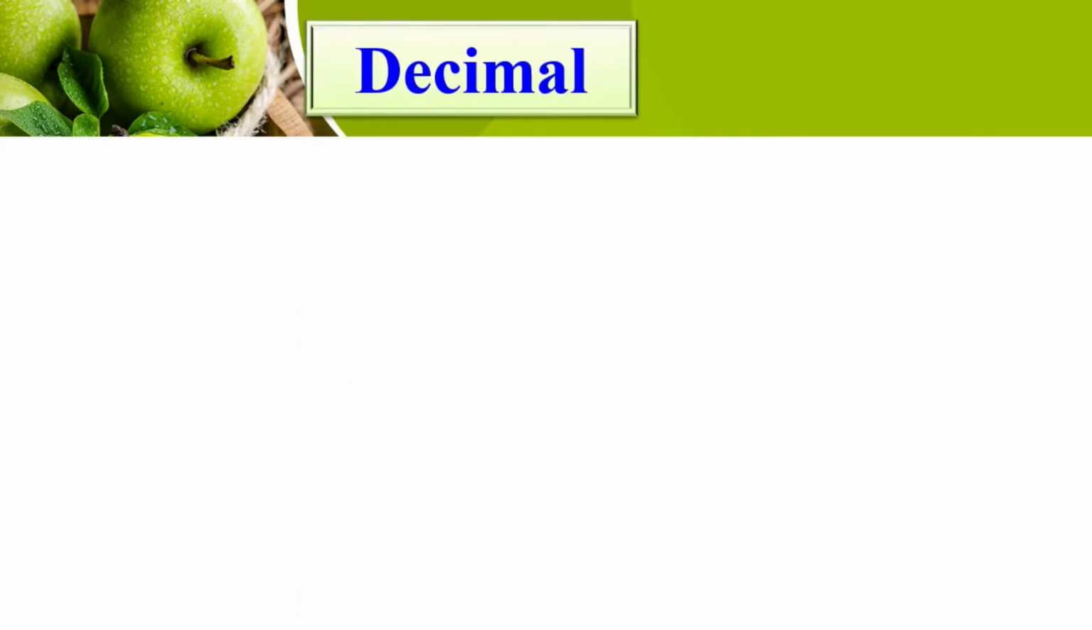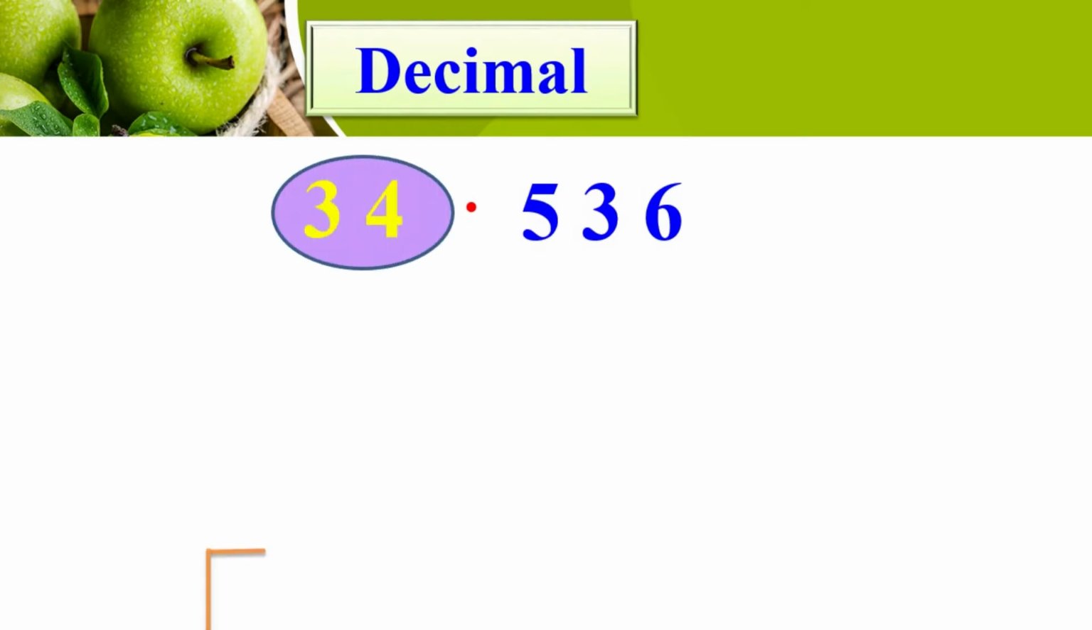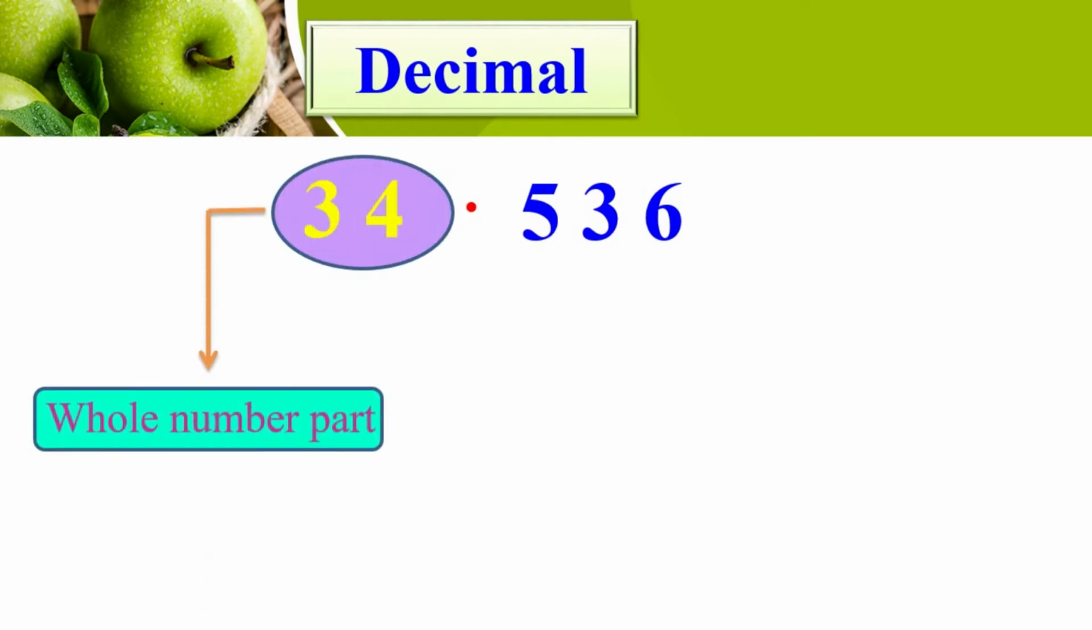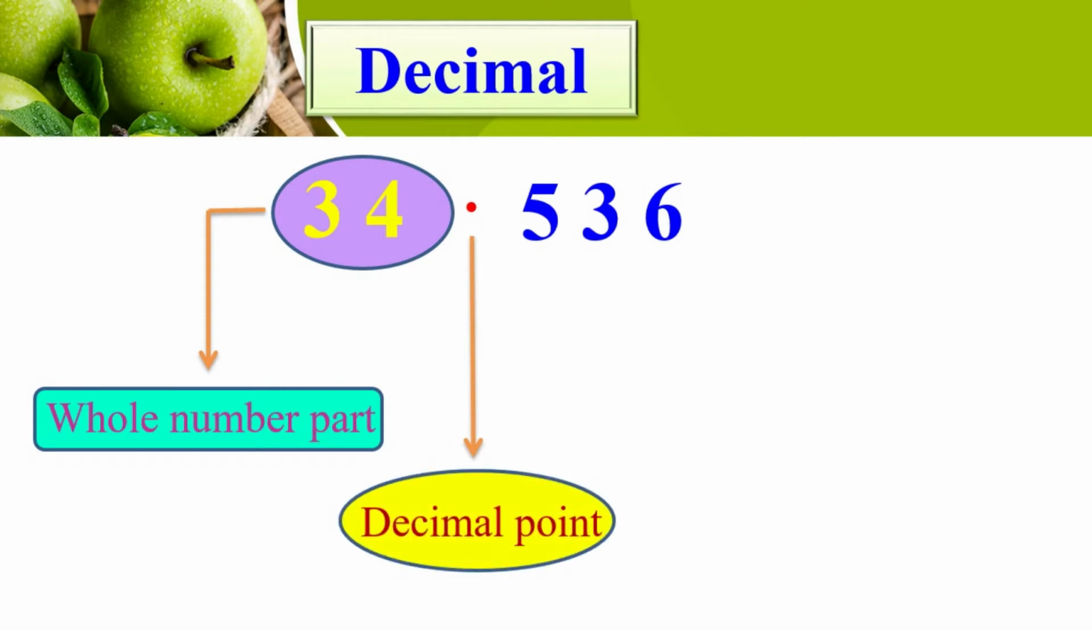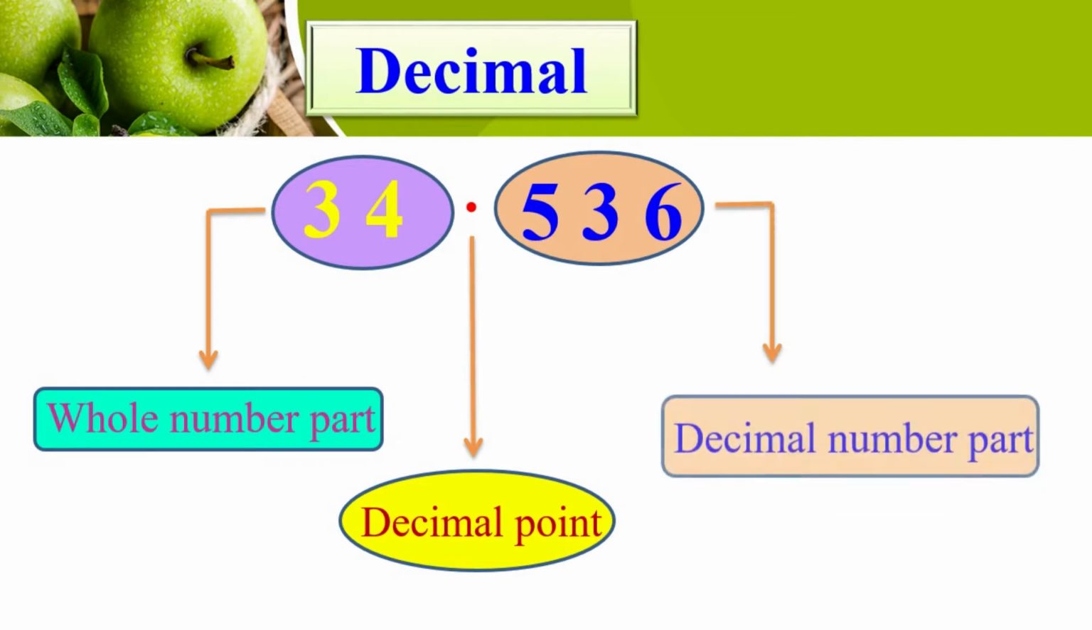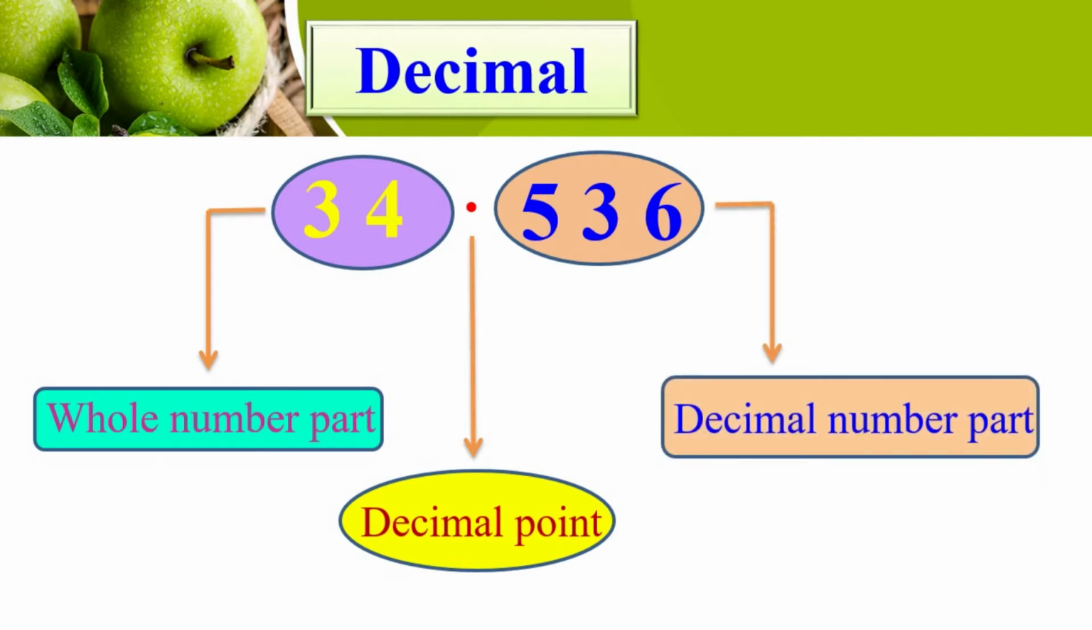Let's see how we read decimal numbers. For example, 34.536. Here 34 is the whole number part. Point is the decimal point. 536 is the decimal number part. Here first we should consider the whole number part, that is 34. Then the decimal point. Then the decimal number part is read separately, 536.